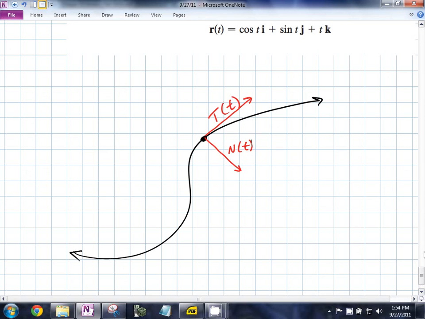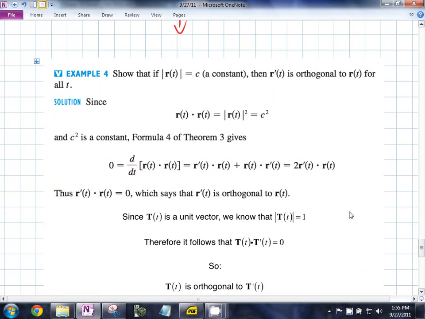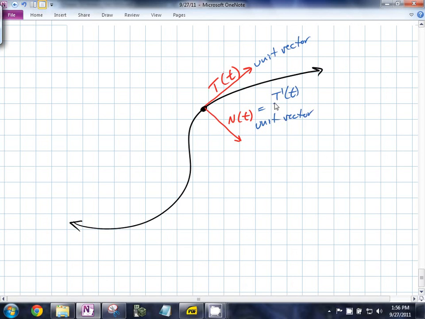This only works if it equals a constant. This whole thing falls apart if this is not a unit vector. Both of these are unit vectors, and that equals T prime of t over what? Just go with it for now, okay? I need to add in one more vector you need to learn in order to be able to answer.